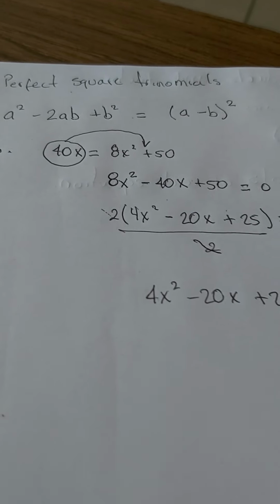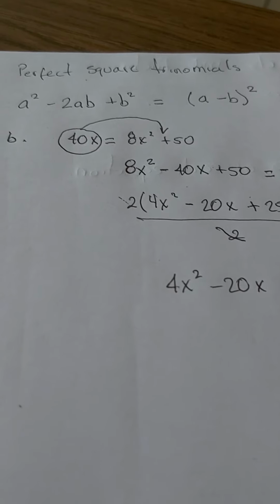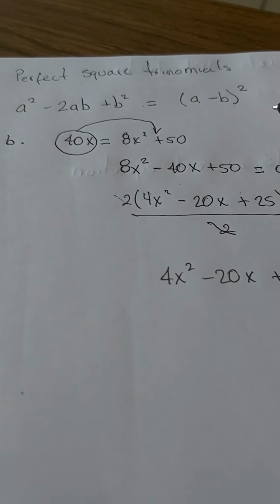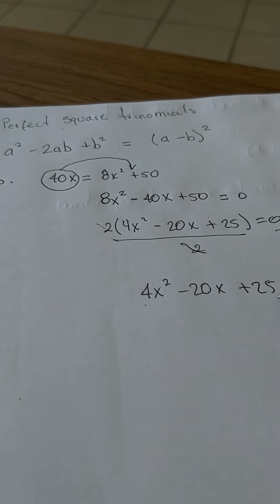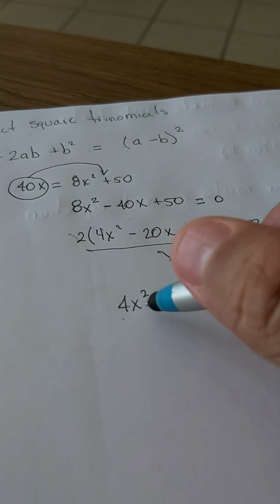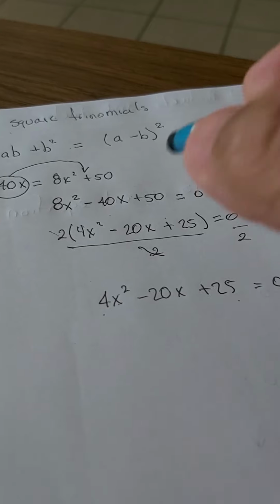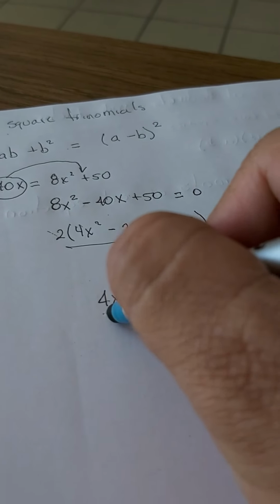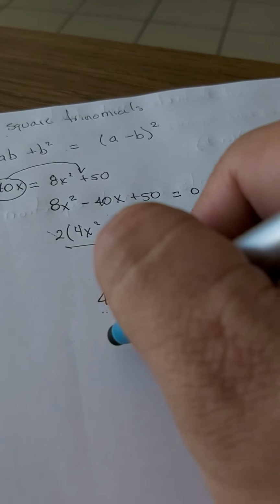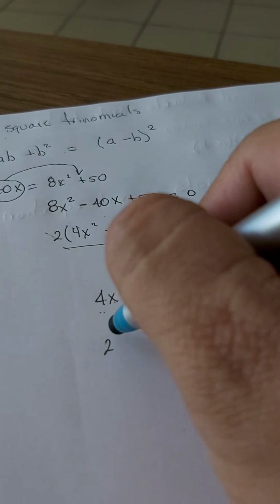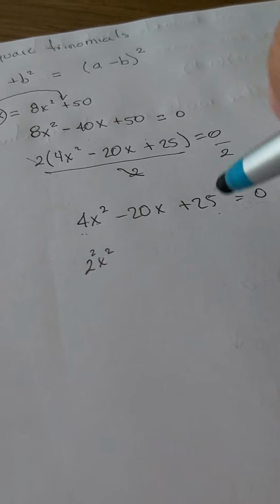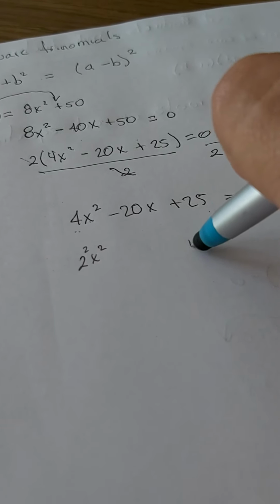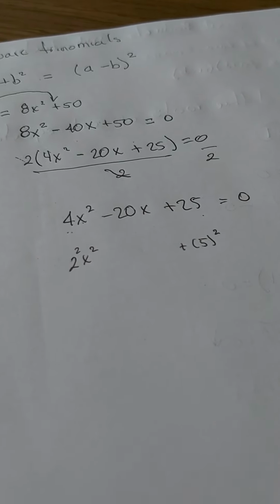Now let's go back and look at the perfect square trinomial (a minus b) squared. Look, this is a, this is b. A is 4. Can we write 4 as a perfect square? Yes, we can. 2 squared, x squared. And 25, can we write it as a perfect square? Yes, we can. 5 squared.